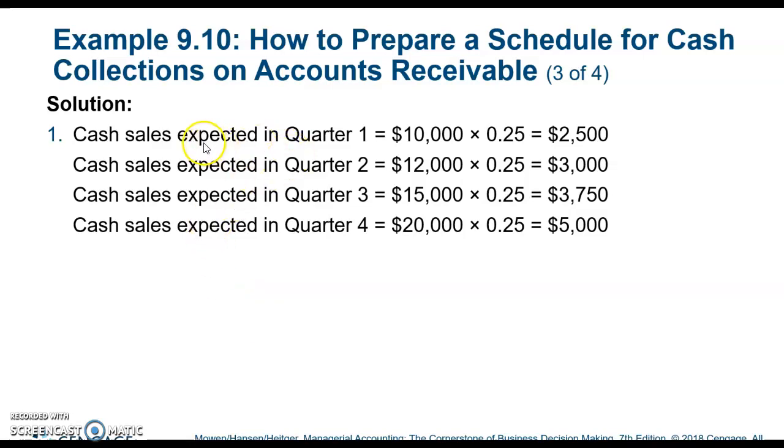Now, in the first quarter, remember, they expect cash sales to be 25%. So we're expecting our total sales to be $10,000, and we're going to multiply that times 25%. So we expect to get cash of $2,500 out of the $10,000 of sales. The other $7,500 is on-account sales. The same thing in quarter 2: we expect $12,000 of sales. We multiply that by 25%, so we're going to get $3,000 of cash, and the other $9,000 is on-account sales, etc., through the quarters.